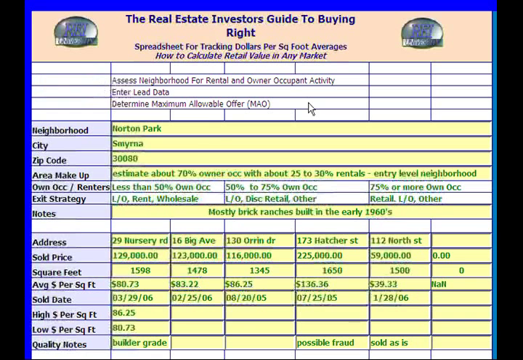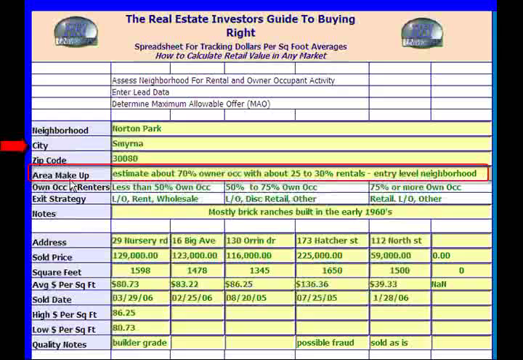In this particular example, I've chosen a neighborhood that I'm familiar with called Norton Park. It's located in Smyrna, Georgia, and I've noted the zip code, and there's plenty of room here if I want to write out any other particular information. I've noted in my area makeup that this neighborhood is about 70% owner-occupied with about 25 to 30% rentals. I would consider this to be an entry-level neighborhood based on the pricing and the quality of the homes.